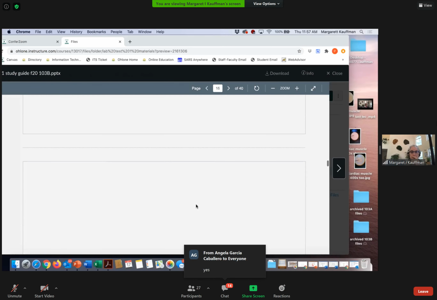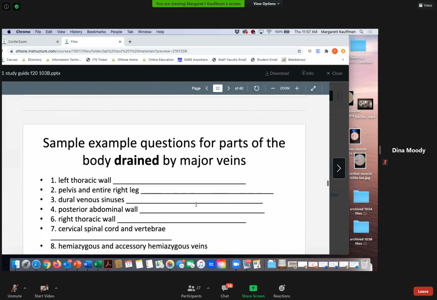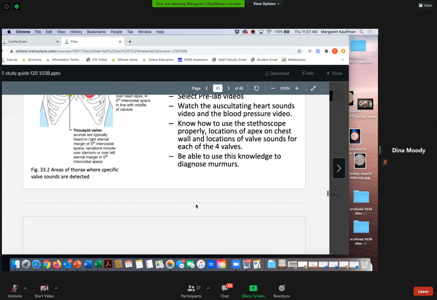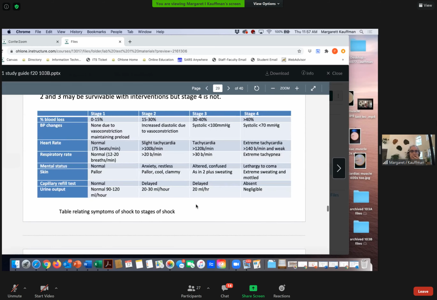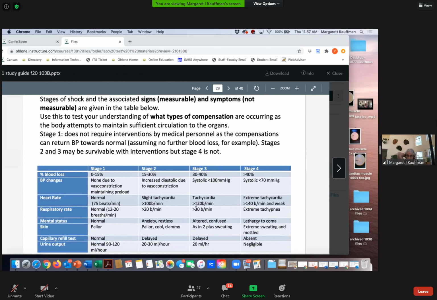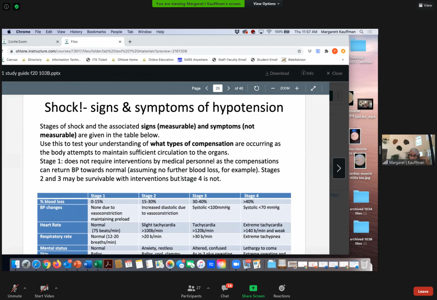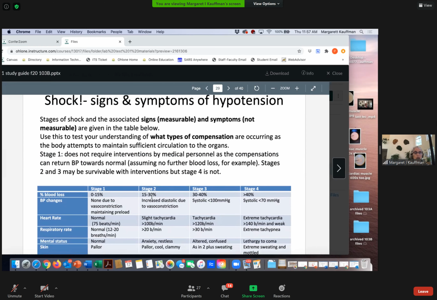All right, past that. And finally, we'll get to, all right, so we talked about high blood pressure, and you should also consider some of the signs and symptoms of low blood pressure. So I built into the study guide a table here talking about the stages of shock. So shock is when you have low blood pressure.